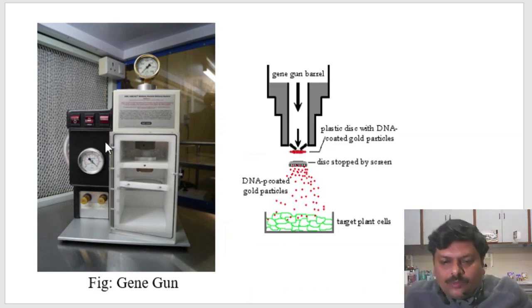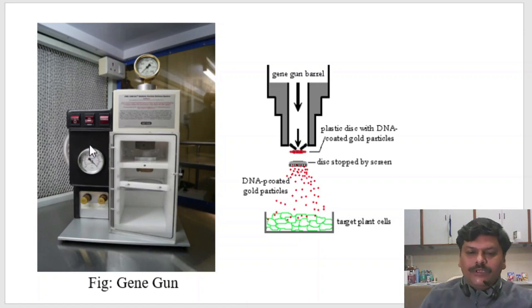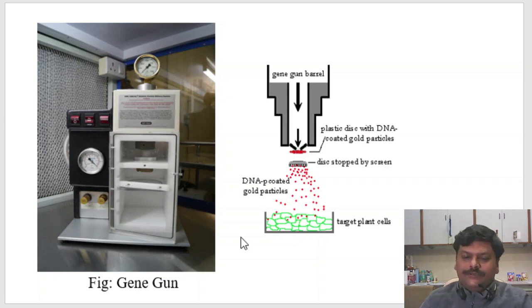I'm sure you remember what we mean by laminar flow hood. It's basically a chamber where sterile air is provided by HEPA filters. So this machine, by appearance, is a pretty simple machine. There is a chamber where we keep our plant tissues, and then there is this hollow tube where we basically put plastic trays which are coated with gold particles having our gene of interest.